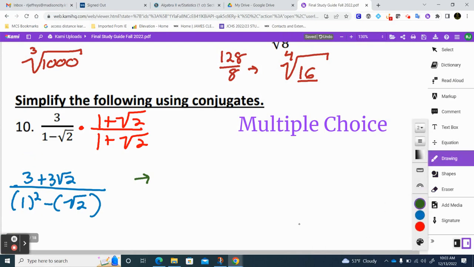So 1 squared is 1. I should have actually written a squared here. The square root of 2 squared is 2.